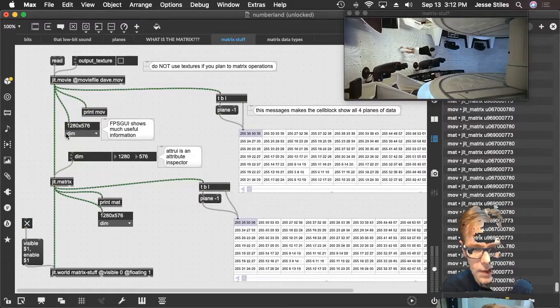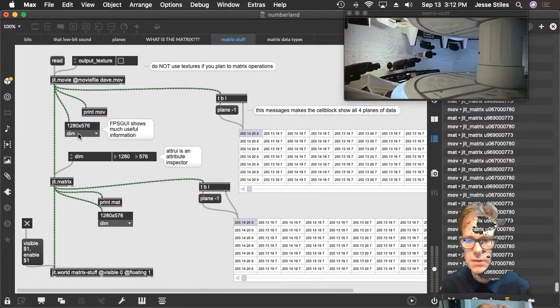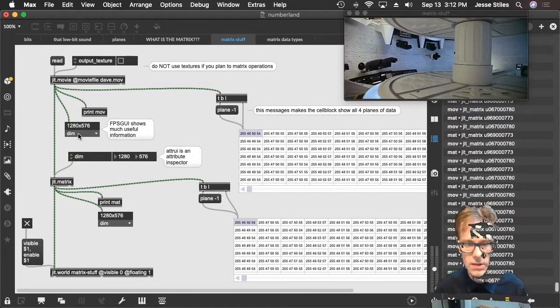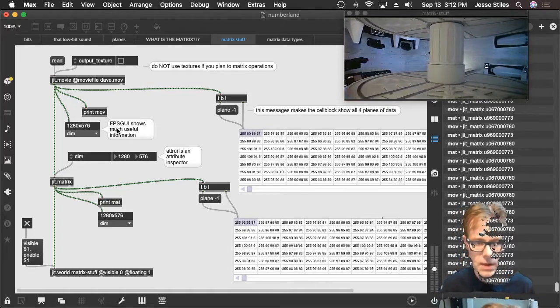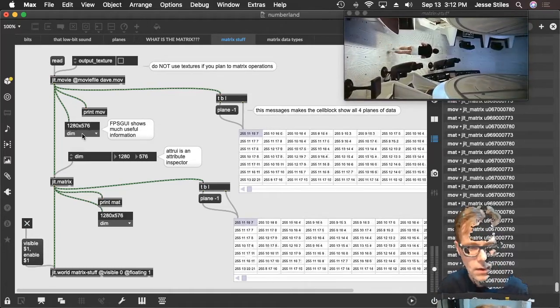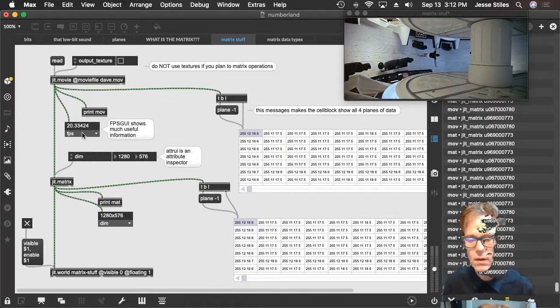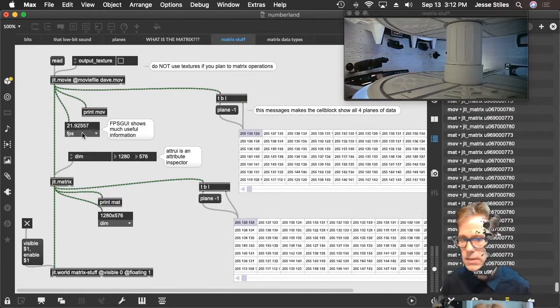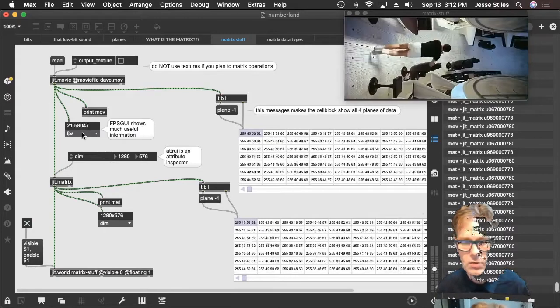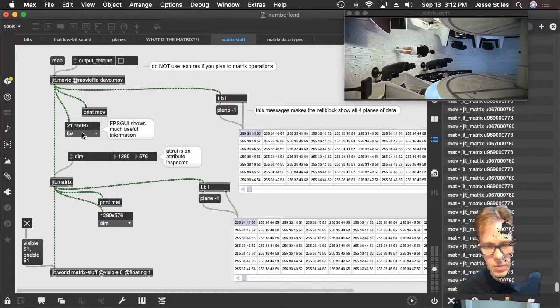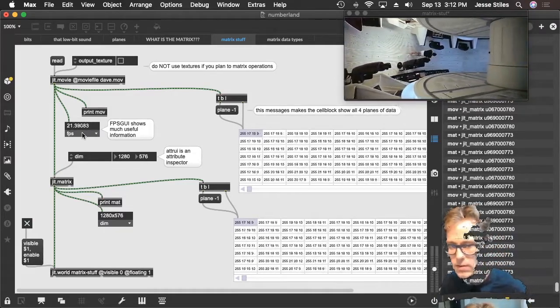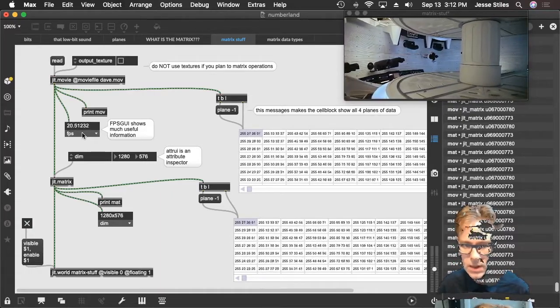Here we have a very handy object for when we're doing jitter matrix stuff. This is the FPS GUI. And if we click on this drop-down menu, you can get some statistics about your jitter matrix. So here, the first one shows us the frame rate that we're getting. So this is 20 frames per second.